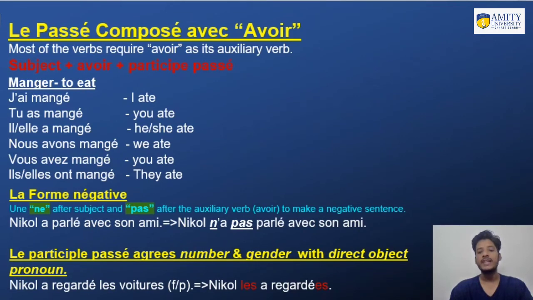Le participe passé agrees in number and gender with the direct object pronoun. Now you guys don't know what a direct object is, what an indirect object is. So no need to do this one. Just ignore this one. Okay.